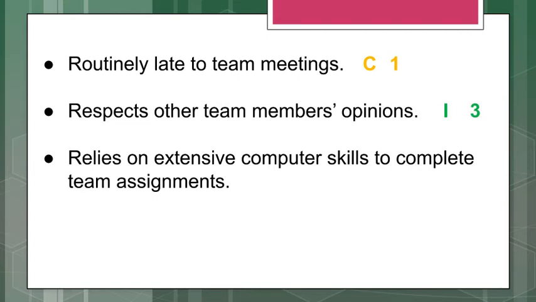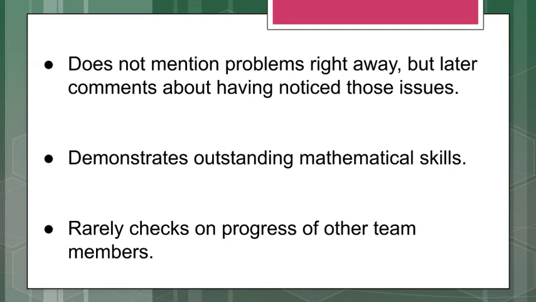Next is the behavior relies on extensive computer skills to complete team assignments. This most closely falls under the dimension of having relevant knowledge, skills, and abilities represented with the letter H, and represents high performance for a score of 5. The behavior for question 4 does not mention problems right away, but later comments about having noticed those issues. This represents the dimension of K for keeping the team on track, and would reflect a low performance score of 1.